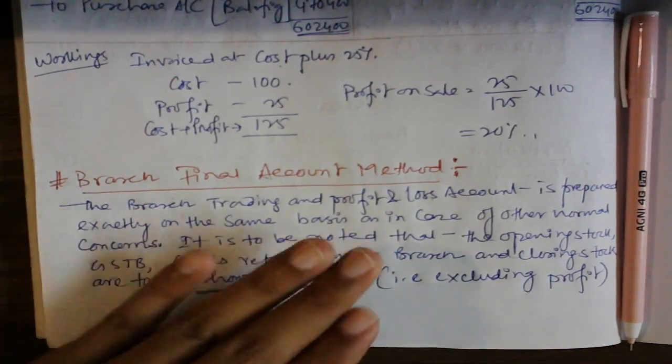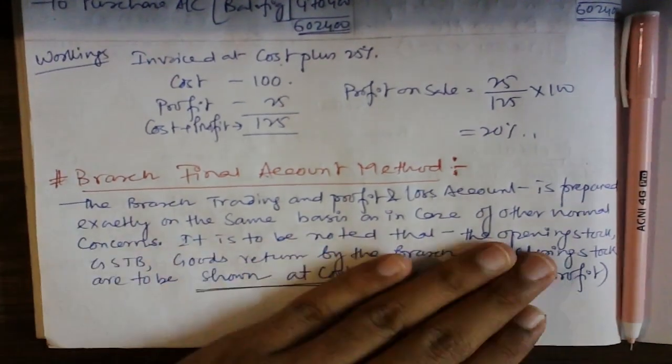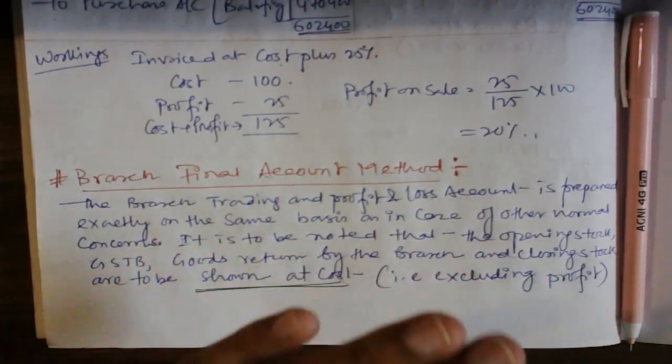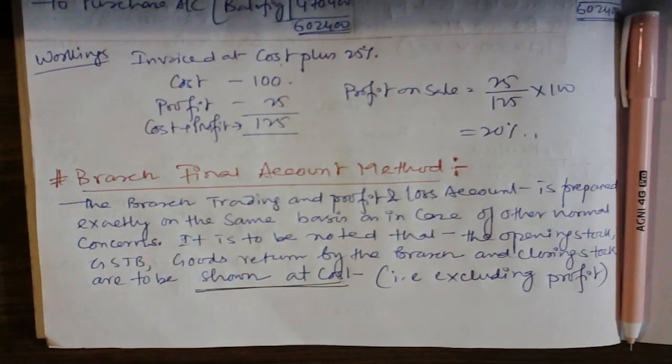So the goods sent to the branch, goods return, opening stock and closing stock, all items should be shown at cost. No invoice price is to be recorded in the branch trading and profit and loss account. I am repeating, no invoice price to be recorded in the branch trading and P&L account. Rather, we are going to simply record cost only.